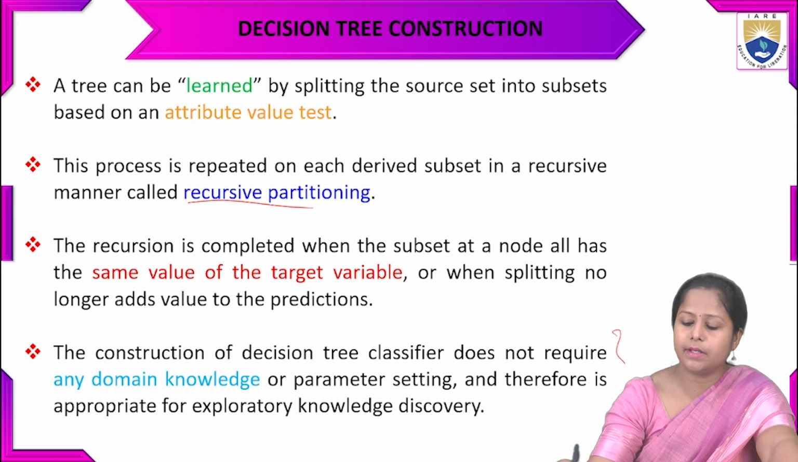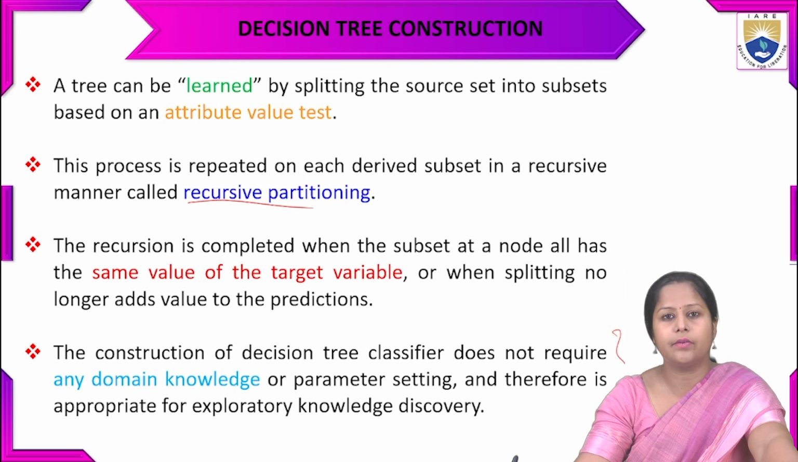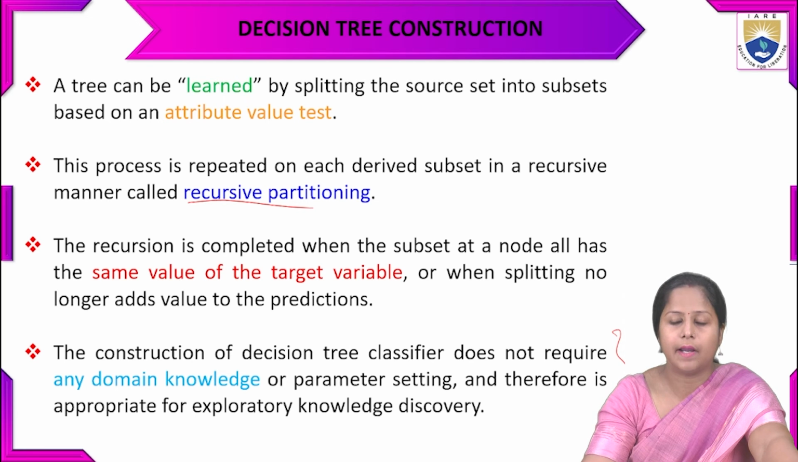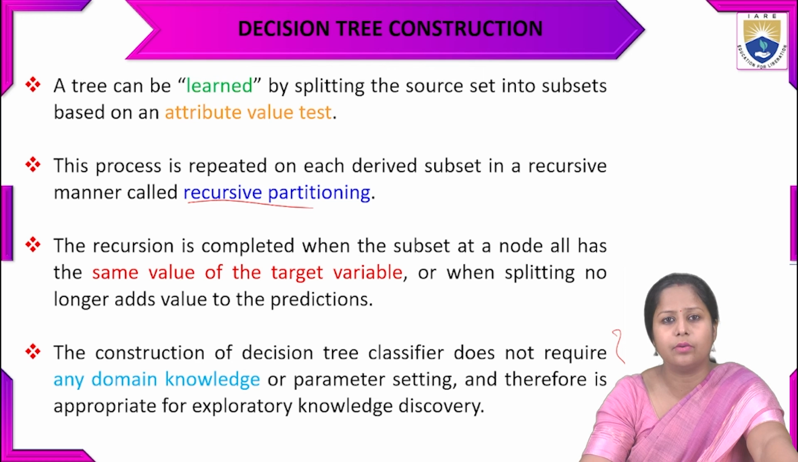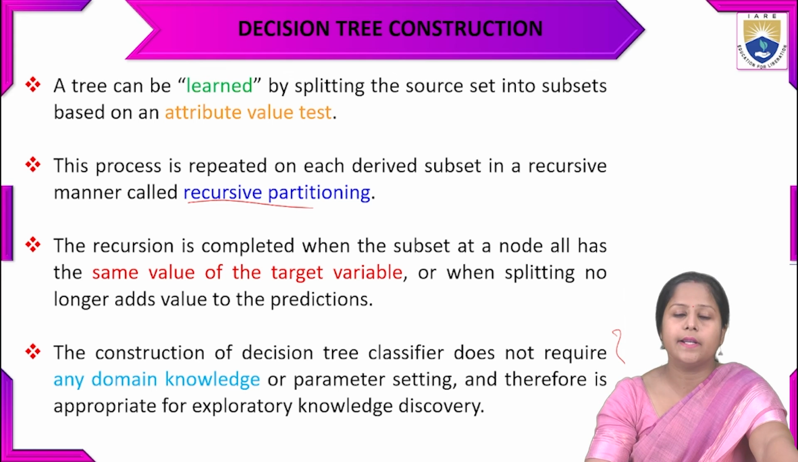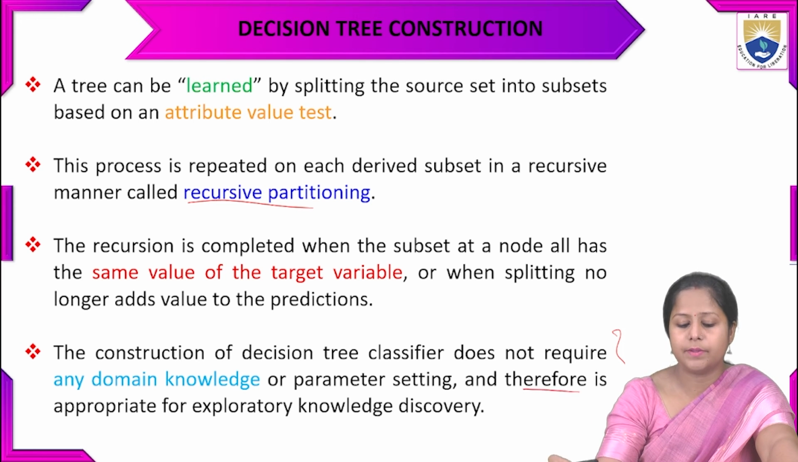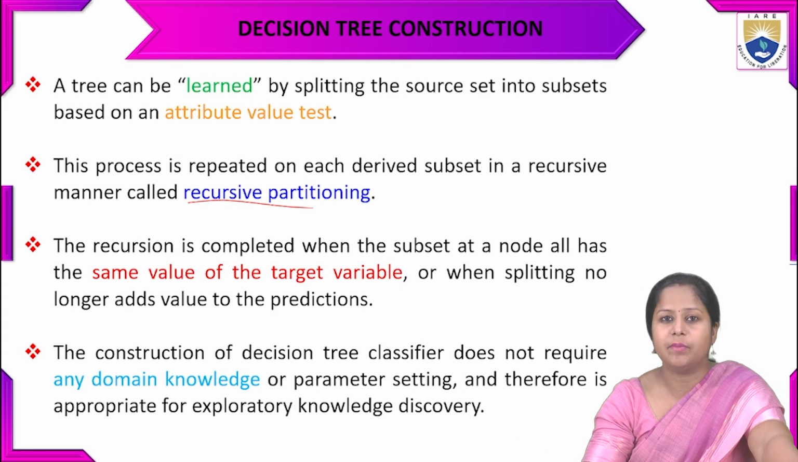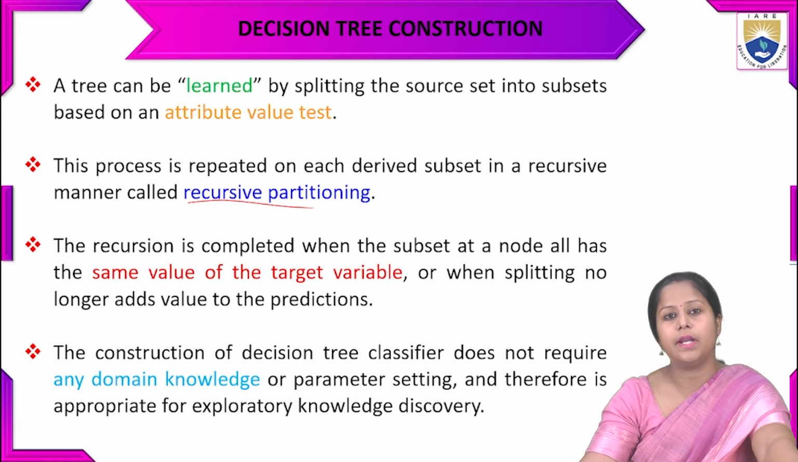The construction of a decision tree classifier does not require any domain knowledge or parameter setting. It is based on the known class labels, the training set, and it classifies the unknown class labels. Therefore it is appropriate for exploratory knowledge discovery, where we discover knowledge that we don't know about some of the class labels. For that, we use the decision tree.